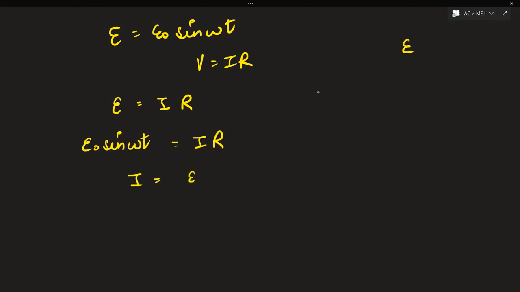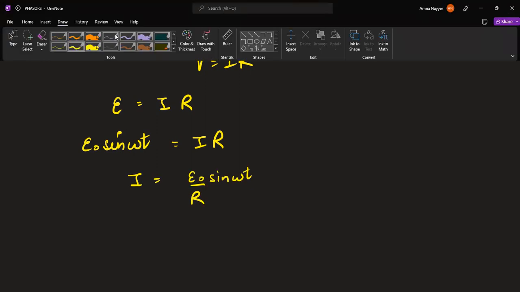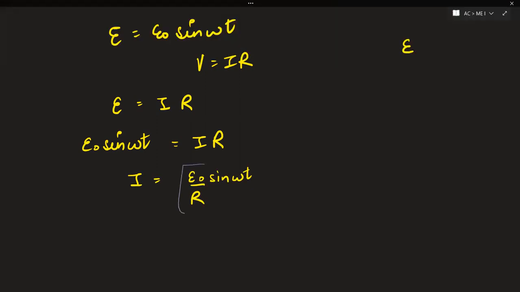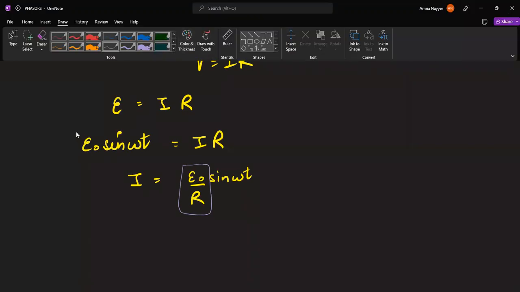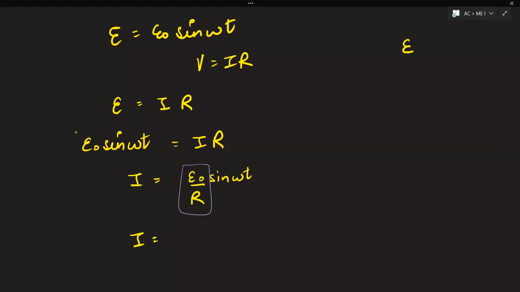Now see, if I write the value of current, current becomes equal to E naught sine omega t divided by R. Class, one thing, E naught divided by R, this is I naught, that is the peak value of current. So this is I naught sine omega t. Now a major important thing. E is equal to E naught sine omega t. I is equal to I naught sine omega t.